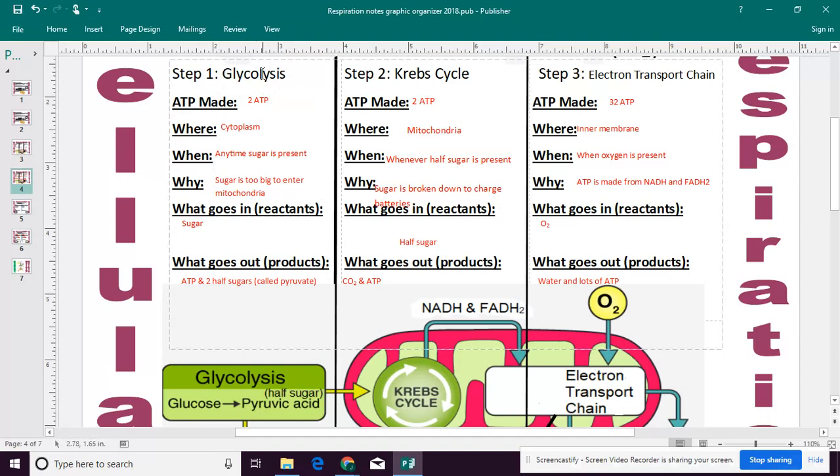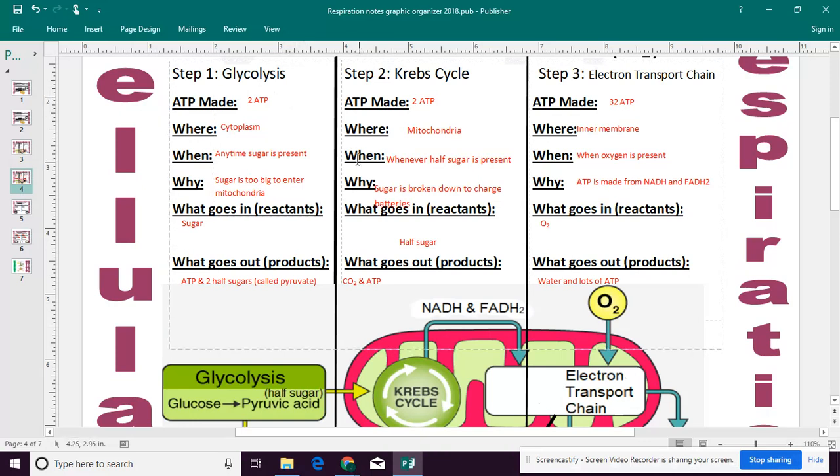So if you remember before, we said the word lyse or lysis means to break. The lysosomes are the part of the cell that break down old cell parts. And so lyse means to break. And if you look at the word that's in front of that, I see the word glucose in there. So glycolysis means to break glucose. And so what's happening in step 1 is the sugar is breaking in half.